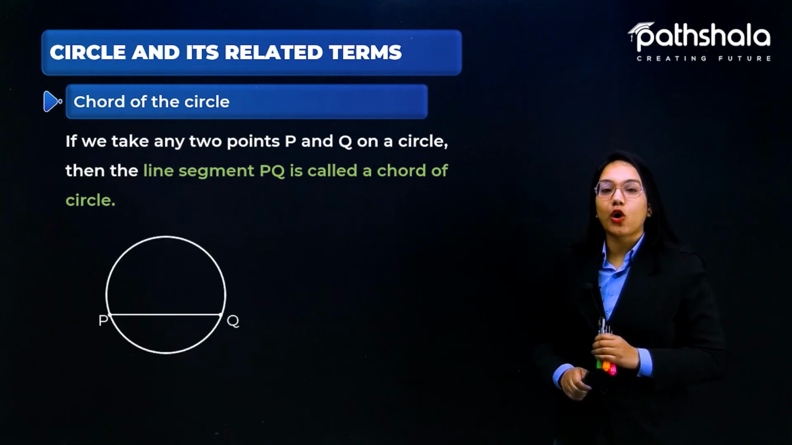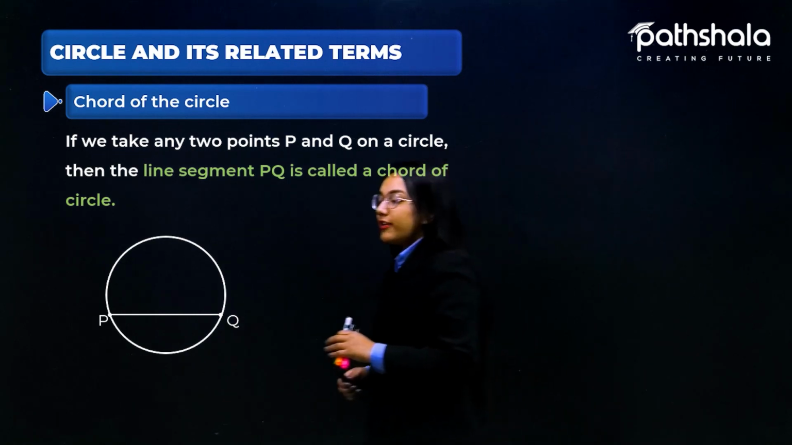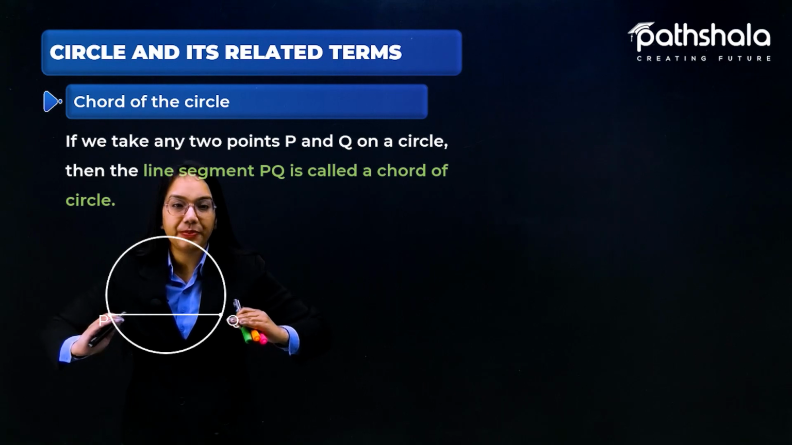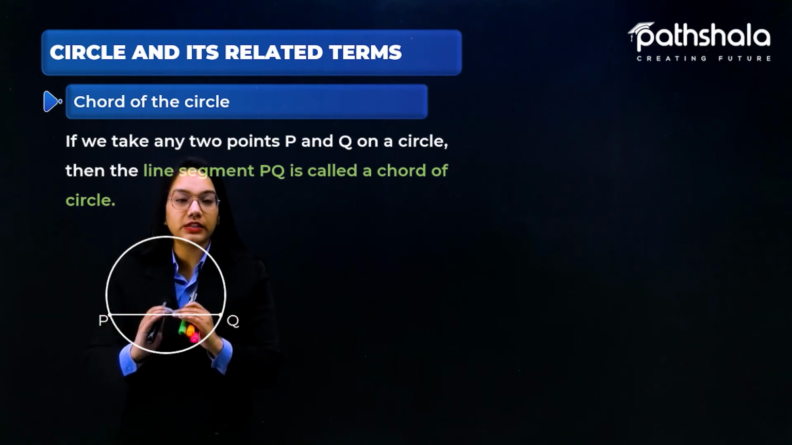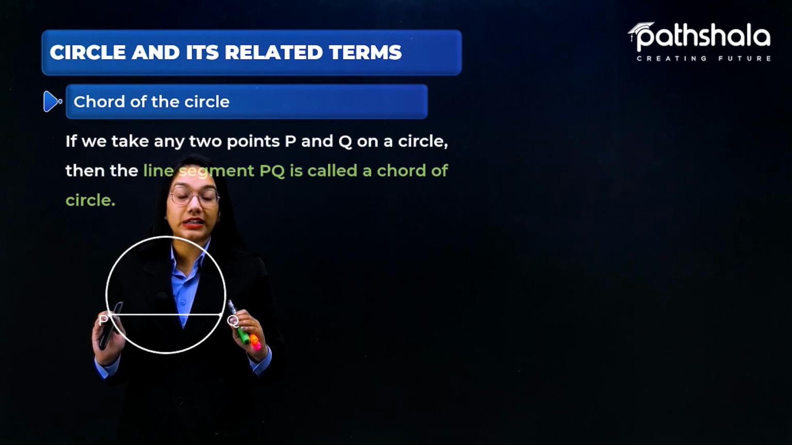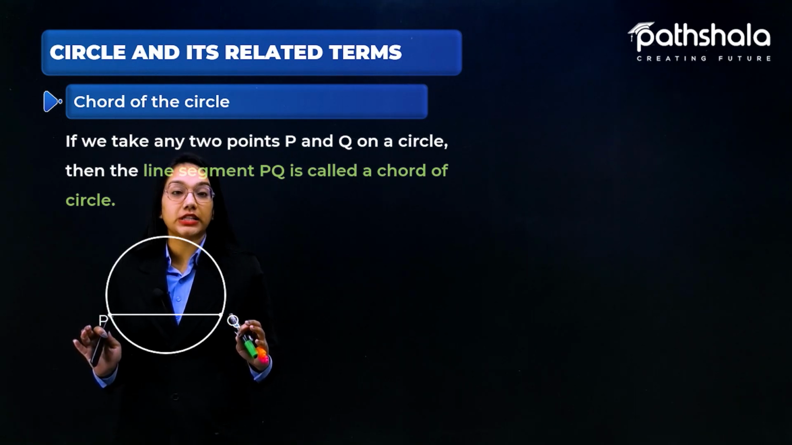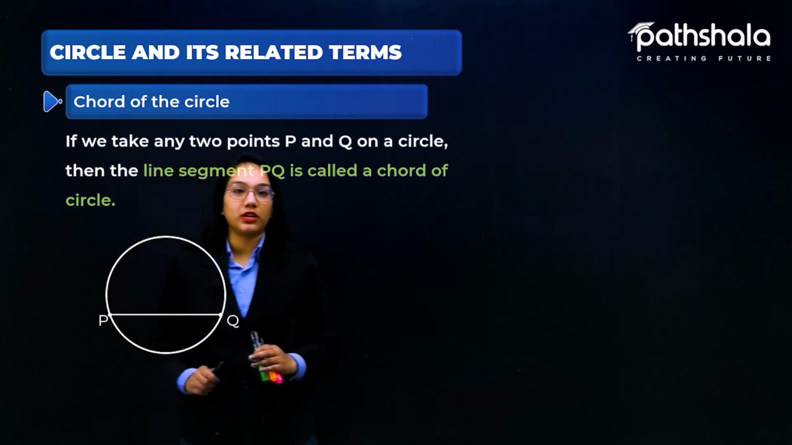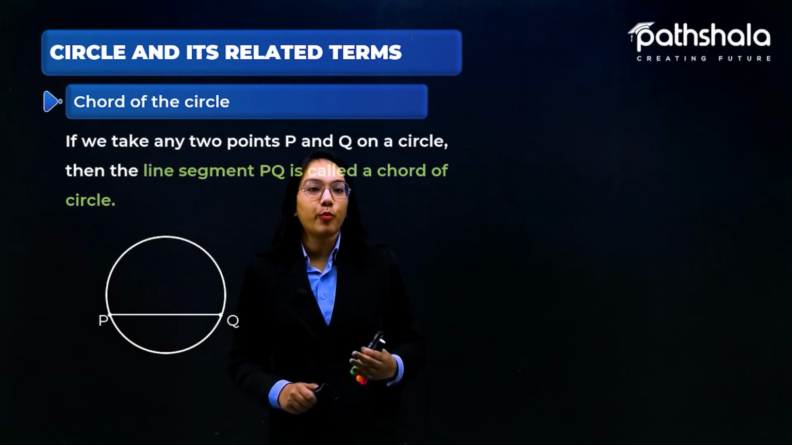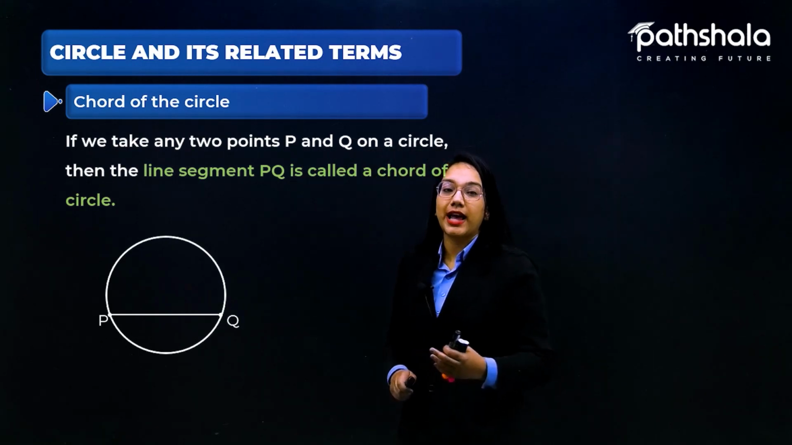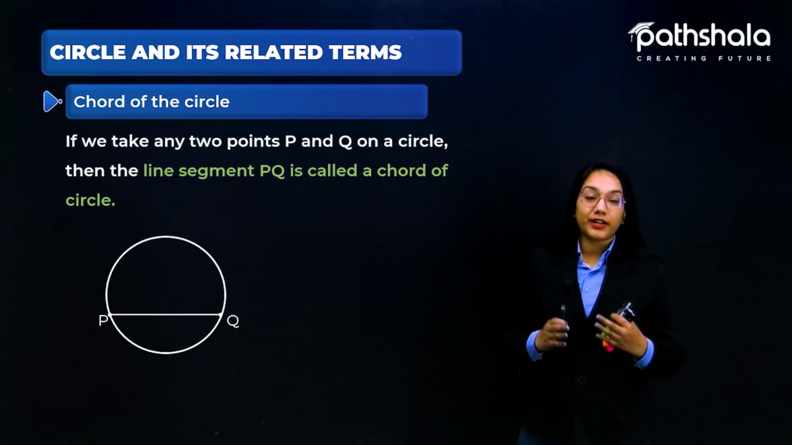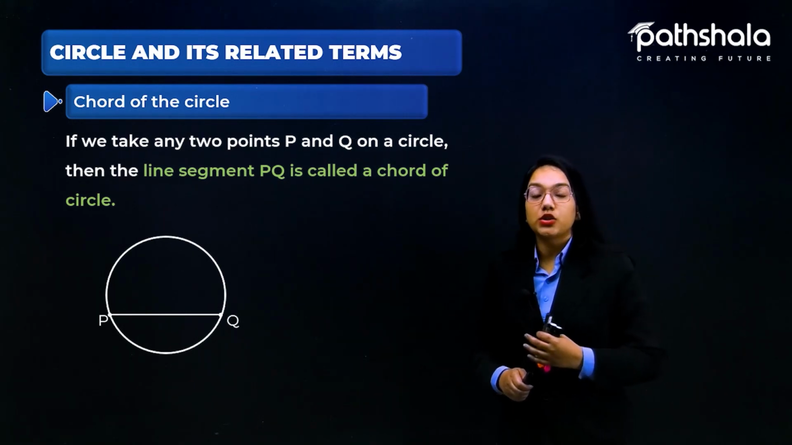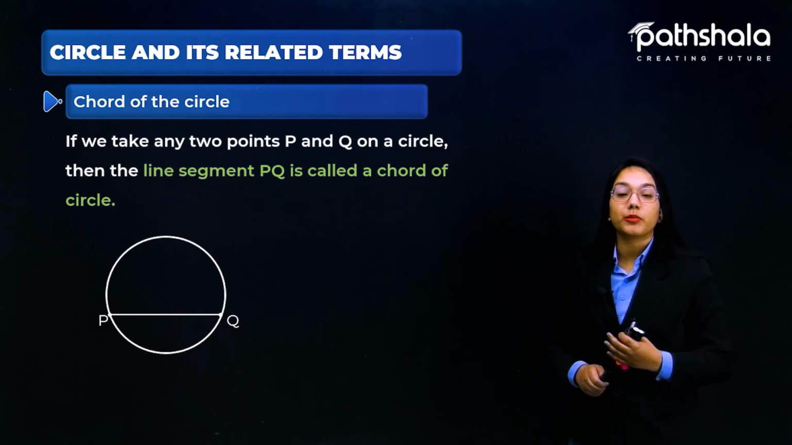For instance, if I'm talking about this particular circle and we have two points over here, which are point P and point Q, and I join these two points together, the line segment that these two points form is called the chord of a circle. So PQ is the chord of a circle. Always remember, whenever we have two points P and Q on a circle and the line segment joining P and Q is formed, it is called the chord of a circle. So PQ is the chord of a circle.